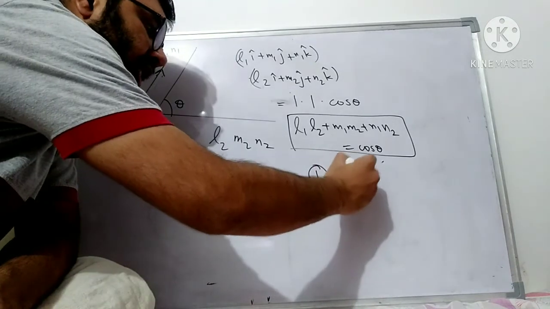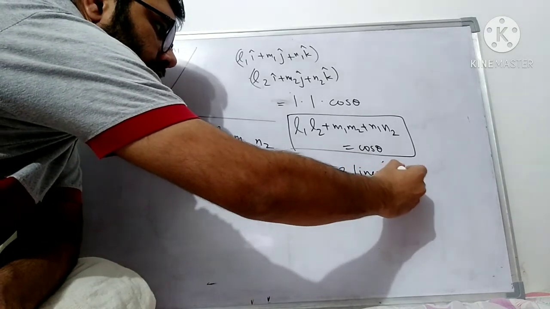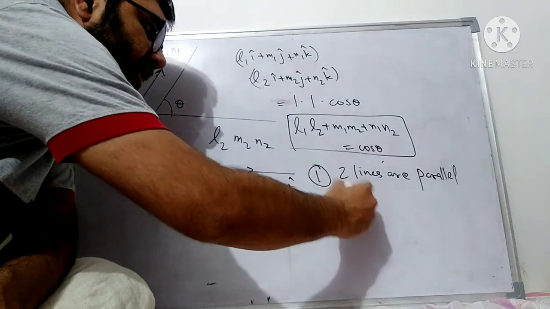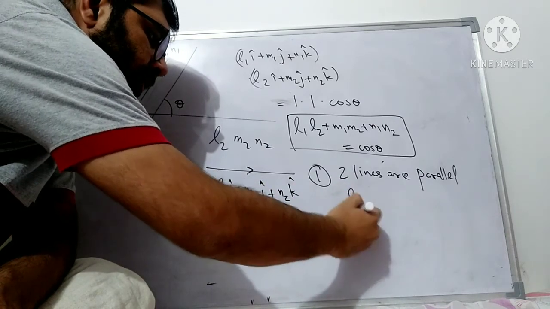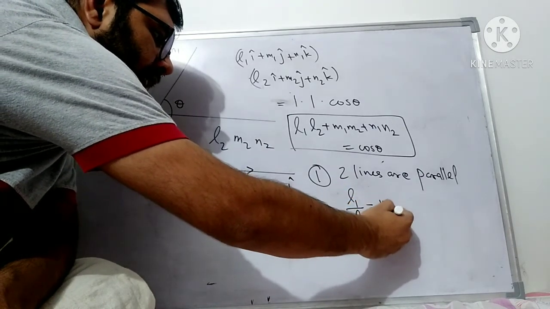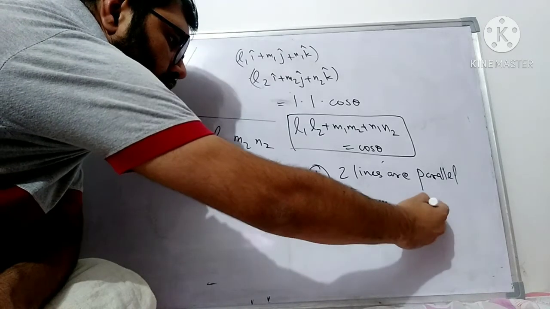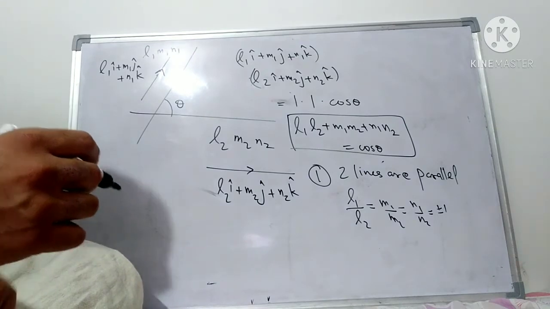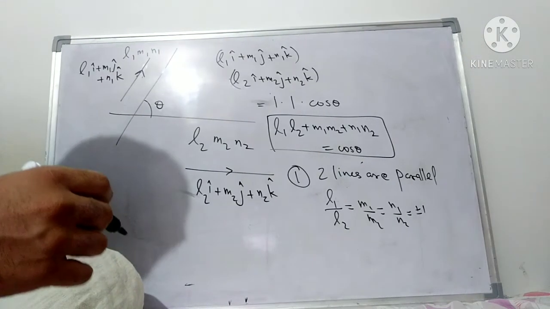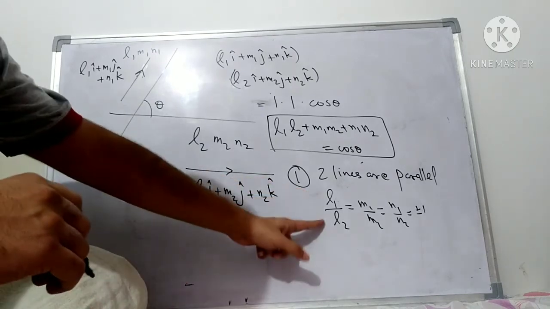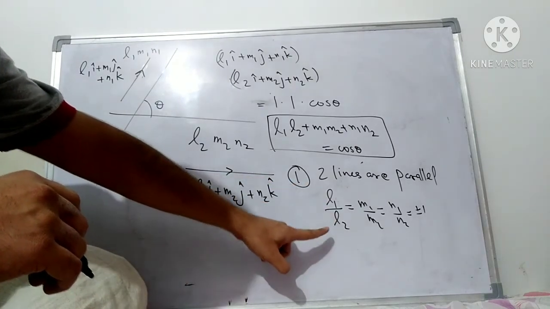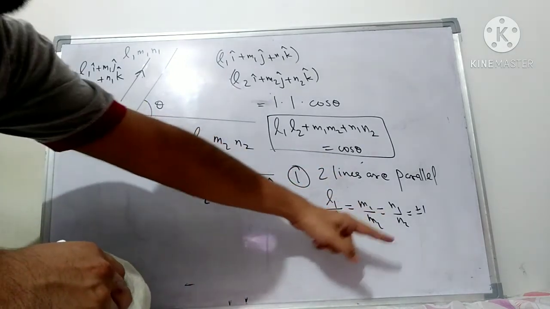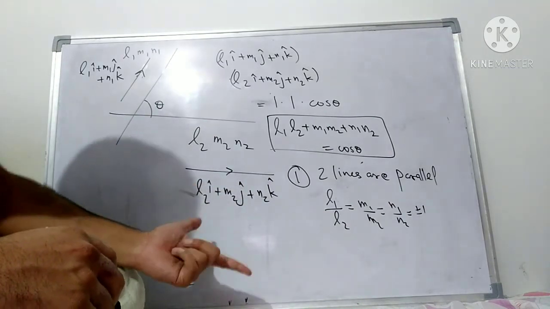The first result is if the two lines are parallel. In that case, L1 by L2 is equal to M1 by M2 is equal to N1 by N2 is equal to plus minus 1, which means either L1 will be equal to L2 or L1 will be equal to minus L2. Similarly, either M1 will be equal to M2 or M1 will be equal to minus M2. Similarly, either N1 will be equal to N2 or N1 will be equal to minus N2.